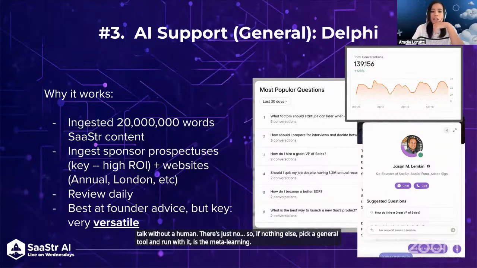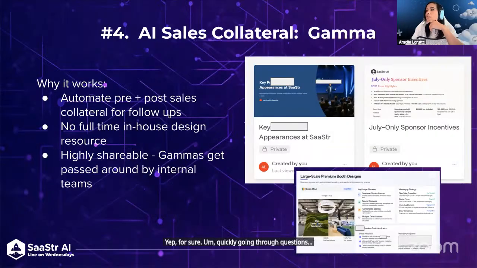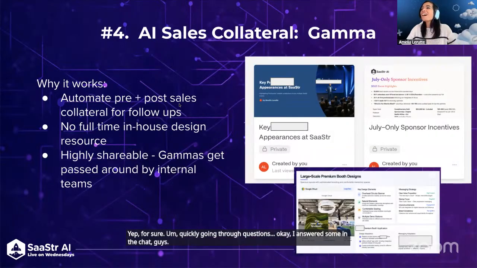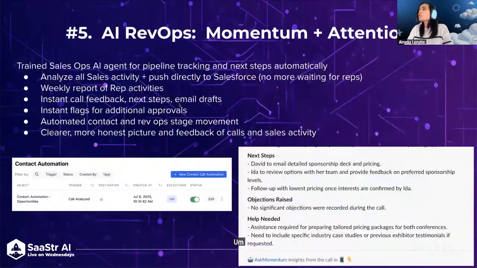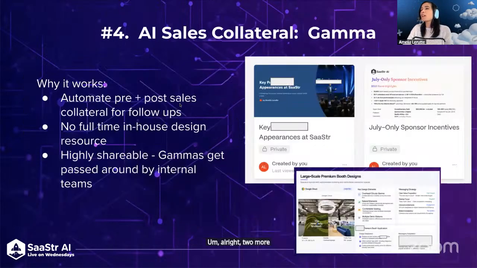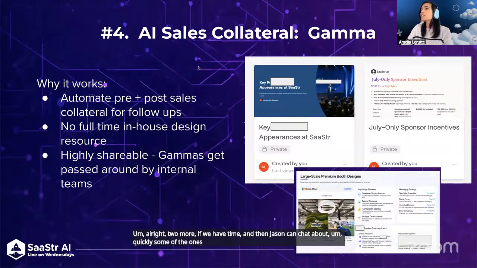Yep, for sure. Quickly going through questions. Okay, I answered some in the chat, guys, just so we can keep going. All right, two more if we have time, and then Jason can chat about quickly some of the ones we've vibe coded ourselves. Sales collateral, I'll touch on this one real quick.